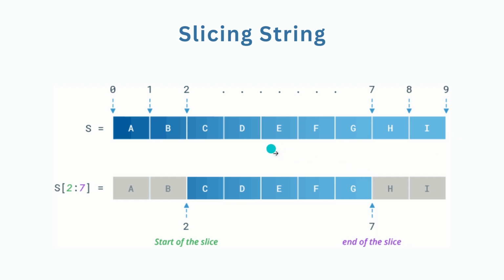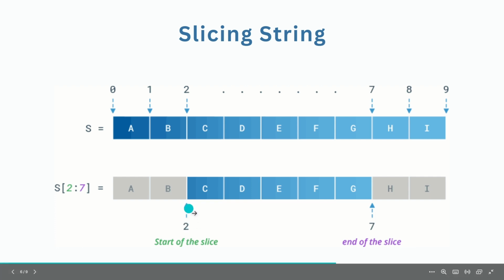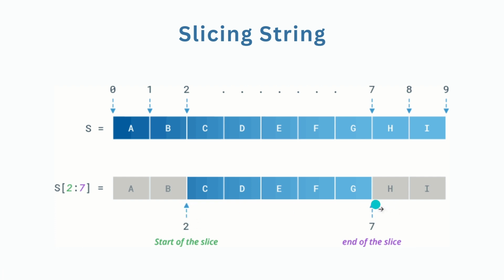So if you want to slice the string, you just have to use square brackets and a start number and the end number. So over here, like you can see, S of square brackets 2 till 7, which means the start of the slice will be from 2 and the end will be at 7.